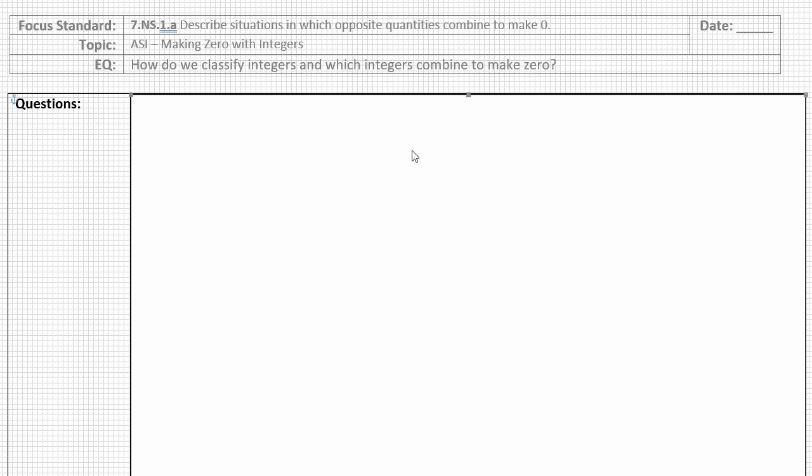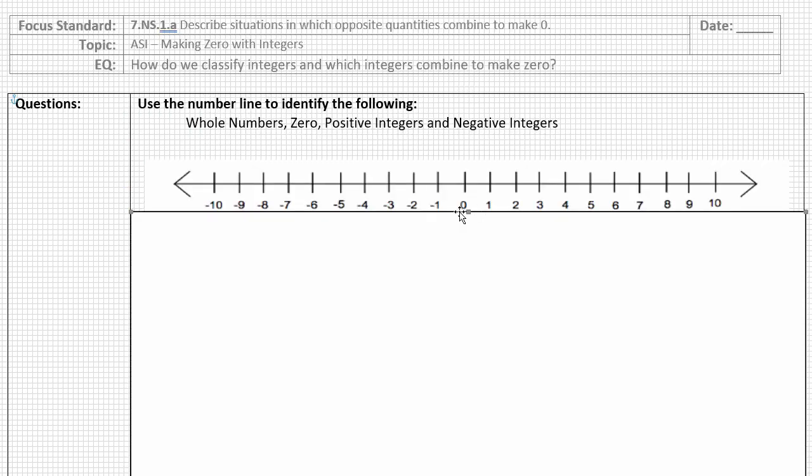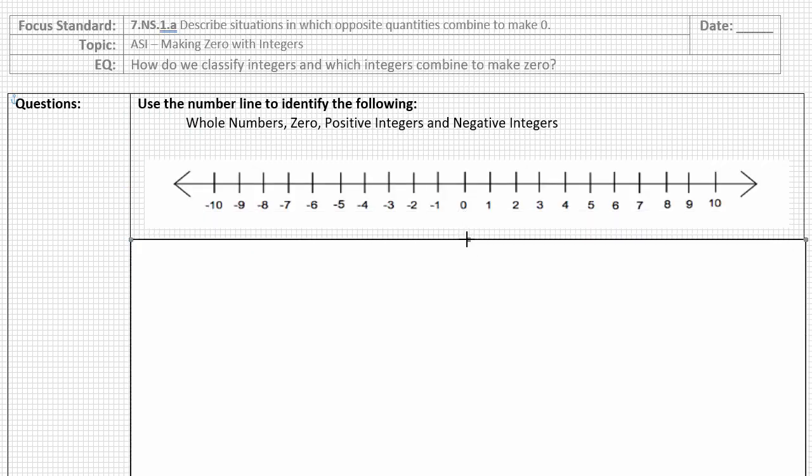Alright, so this being our first video on adding integers and dealing with integers, I wanted to talk a little bit about some vocabulary. So here I have a number line. It's numbered from -10 on the left up to 0 and over to +10 on the right. And so using this number line, I want to talk about a few of the following classifications of numbers.